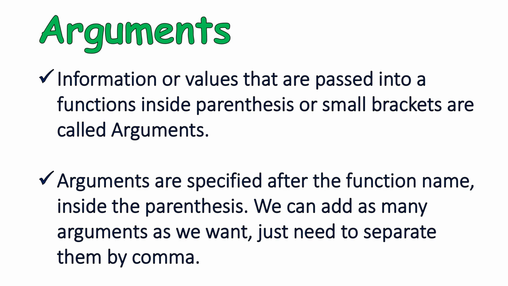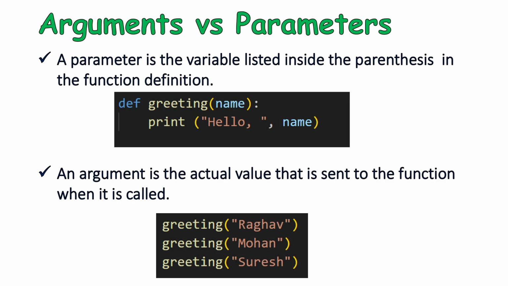Information or values that are passed into a function inside parentheses, or small brackets, are called arguments. Arguments are specified after the function name, inside the parentheses. We can add as many arguments as we want, just separate them by commas. The terms parameter and argument can be used for the same thing, that is, information that is passed into a function. A parameter is the variable listed inside the parentheses in the function definition.